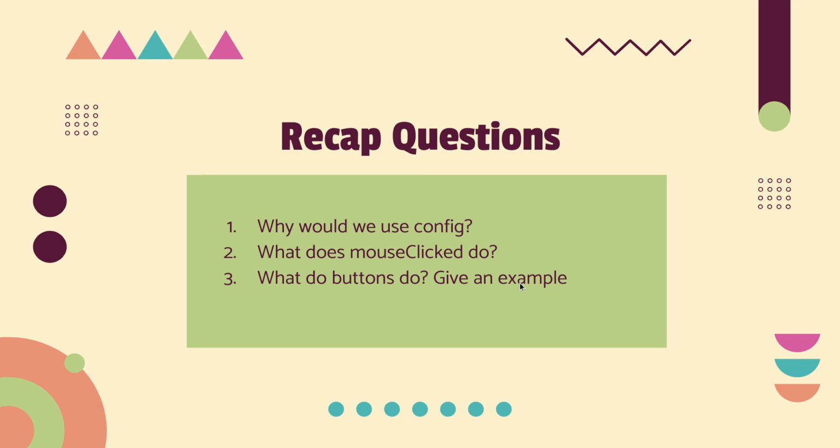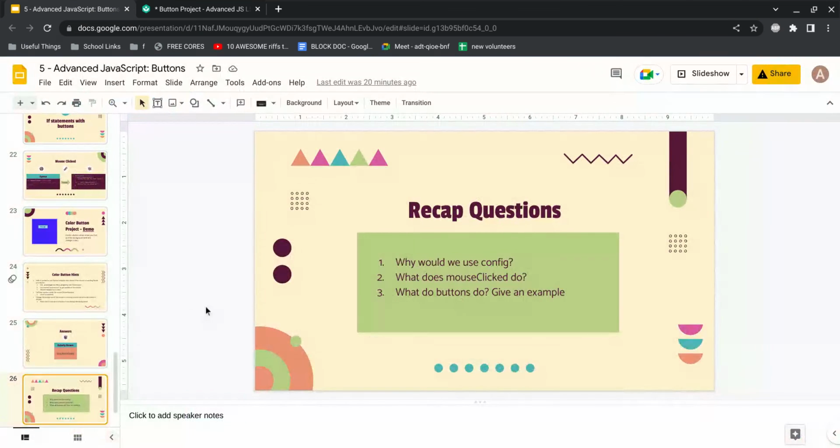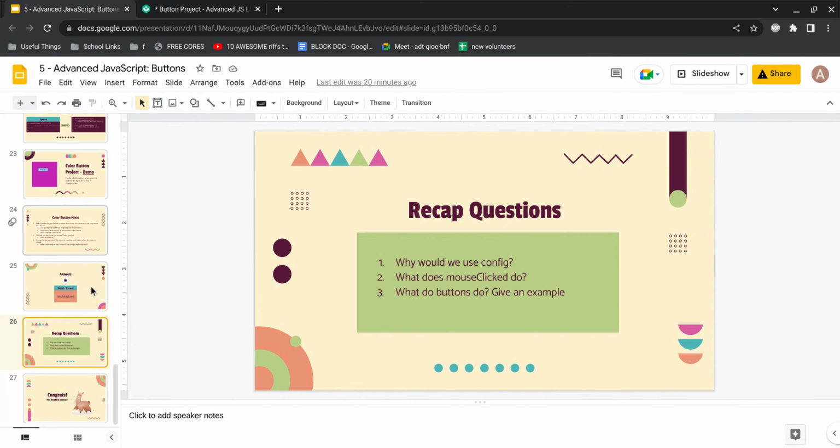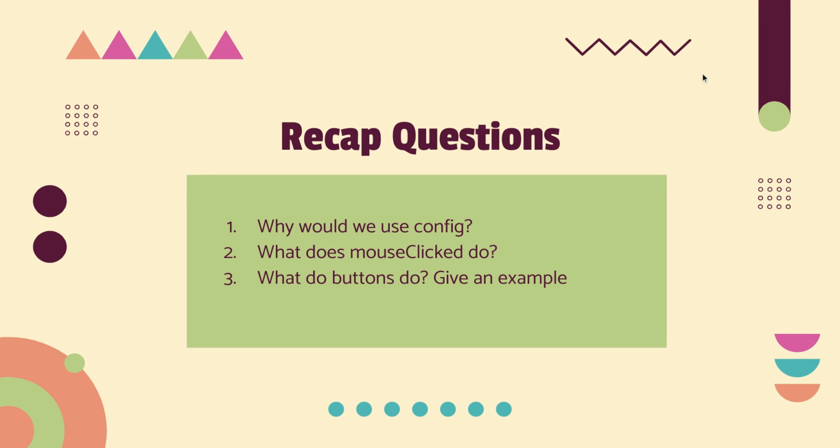Next, what does mouse clicked do? Mouse clicked is a function which checks if your mouse is clicked. Finally, what do buttons do? Buttons take you to a different part of a website, or they take you to the next part of a game. There are many examples of what buttons do. Like I said, you could click a button in a game and it takes you to the loading screen, and buttons are everywhere on websites.